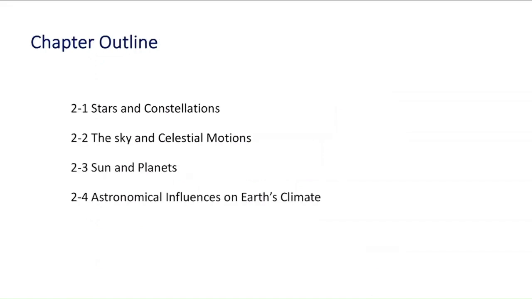Here's how we will break it down. First, we will talk about how we name and group stars into constellations. Then, we will explore how the sky moves both daily and over the year, and what that tells us about Earth's motion. We will also look at the sun and planets in our sky and wrap up with how long-term astronomical cycles, like Earth's tilt and orbit, influence our climate.